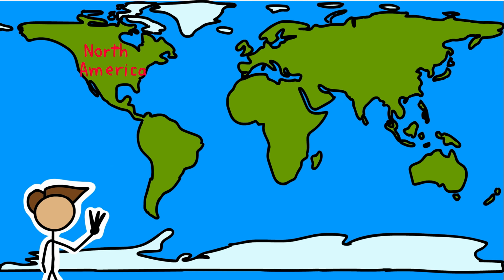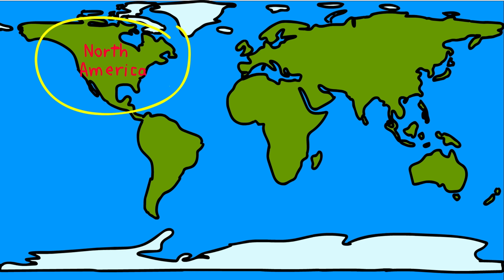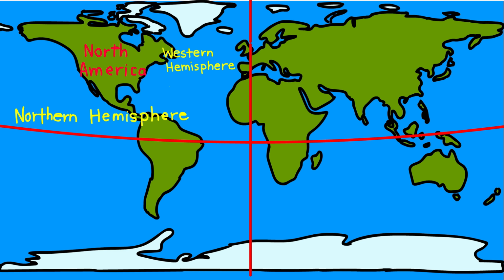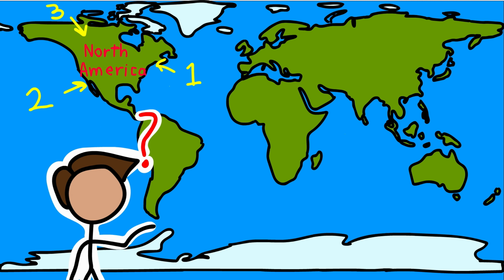North America is the third largest continent of the world. It is linked to South America by a very narrow strip of land called the Isthmus of Panama. The continent lies completely in the northern and western hemisphere. 3 oceans surround this continent. Can you name these oceans?